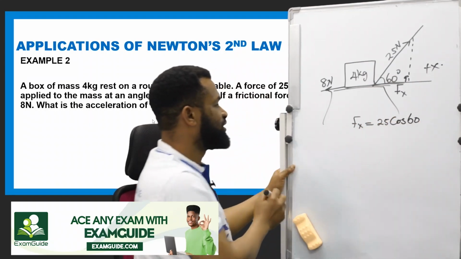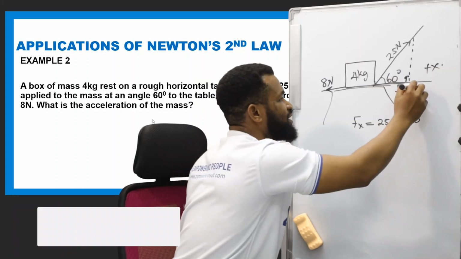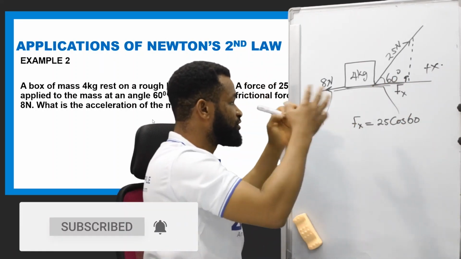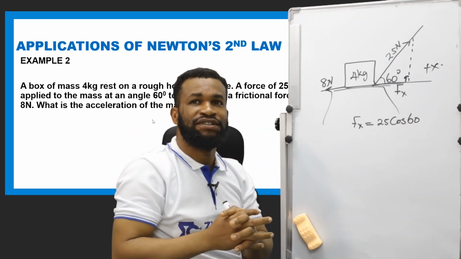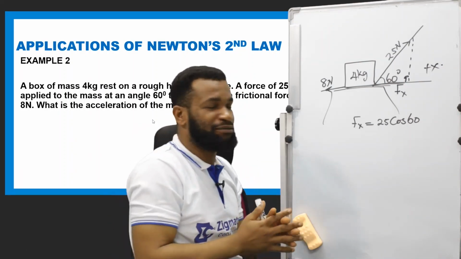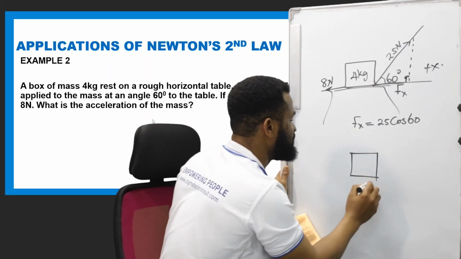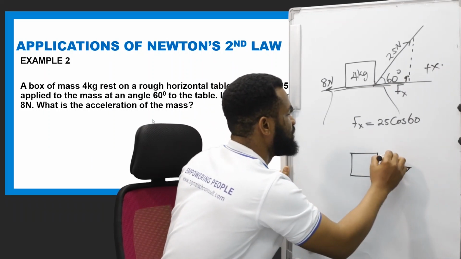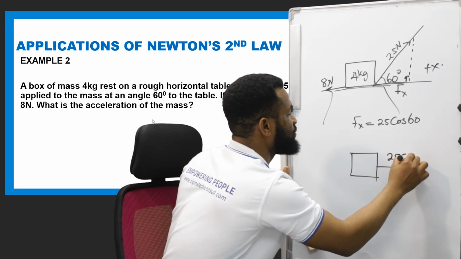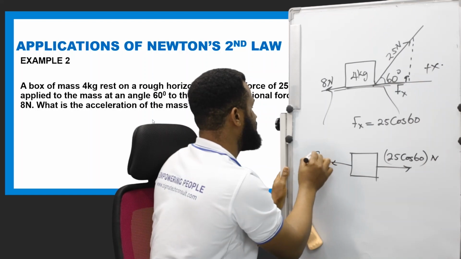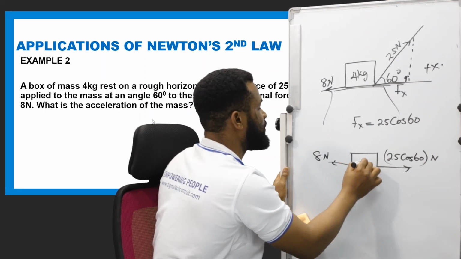That is the force that this body is using to move on the horizontal. So I'm going to redraw this whole thing in another diagram called a free body diagram. So that is going to be like this now. See the way it's going to be? It's going to be 25 cos 60 Newton, and this is 8 Newton, and this is 4 kg.